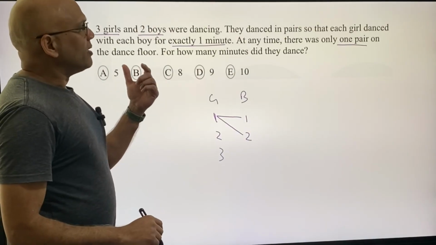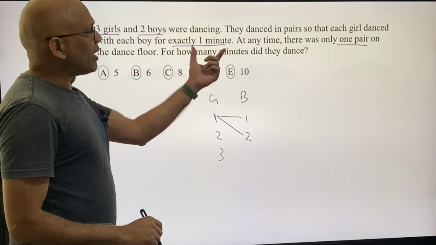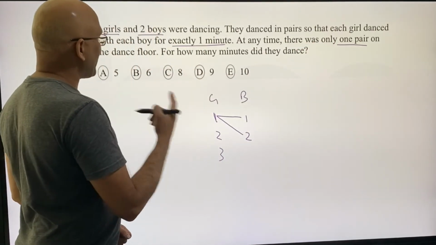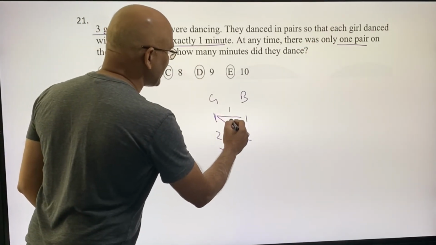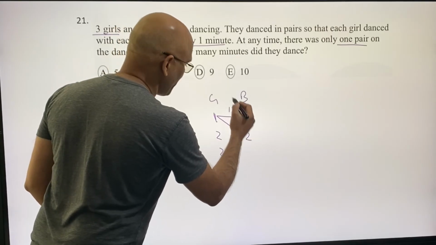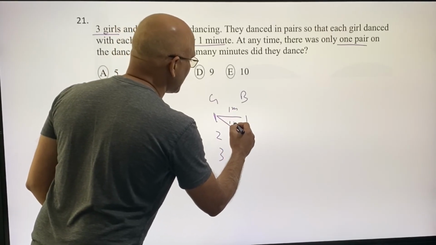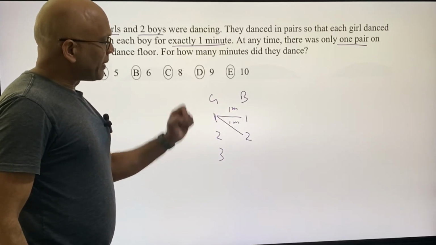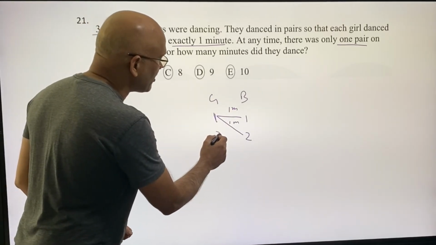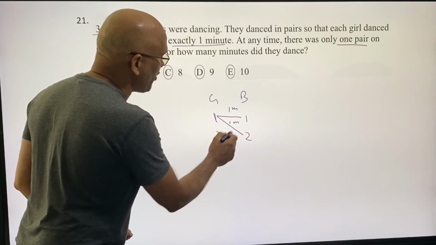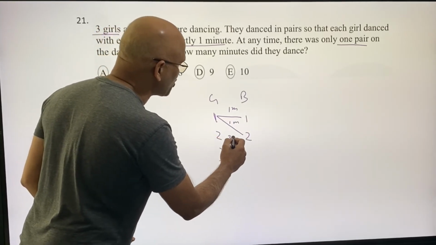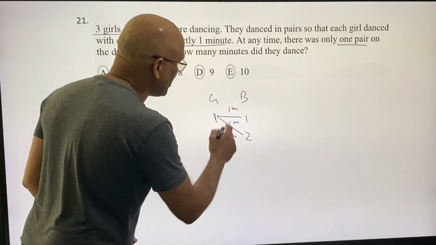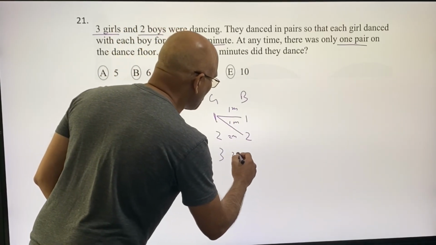For exactly 1 minute. And at any time there was only one pair on the dance floor, right? So this is 1 minute per pair. This is another 1 minute, right? So the first girl will dance for 2 minutes in total. Similarly, girl two will dance with boy one and boy two. So this will be another 2 minutes. Similarly, girl three will dance with boy one and boy two, each for 1 minute. So this is another 2 minutes, right?